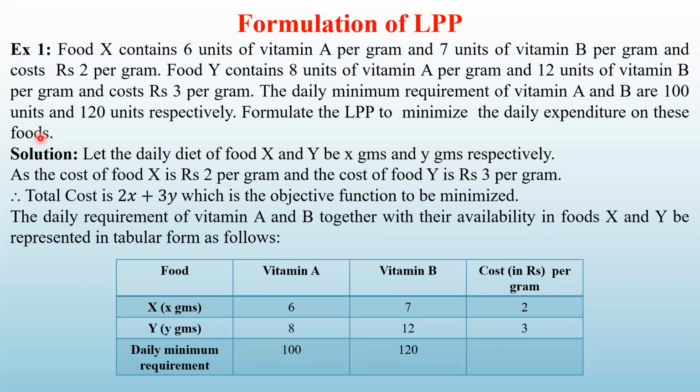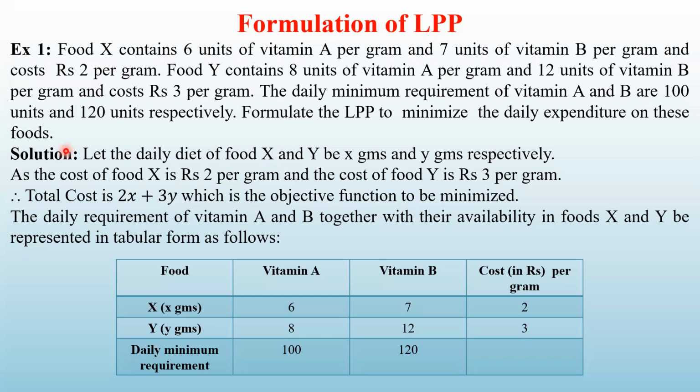So in one day a person needs a minimum, that is at least, 100 units of vitamin A. It can be more, but the minimum requirement is 100, and 120 units of vitamin B. This is the minimum requirement of a person. Now, what you have to do? This much information is given to you. Formulate the linear programming problem to minimize the daily expenditure on these foods.